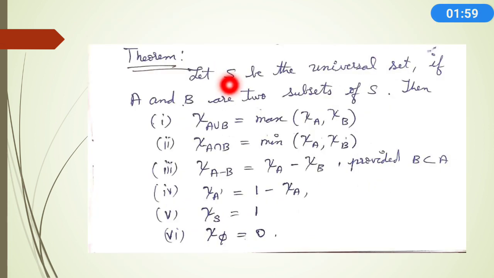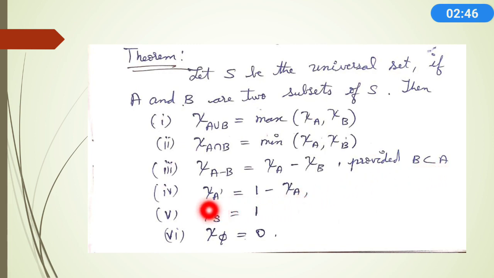The theorem statement is this. Let S be a universal set, and A and B be two subsets of S. Here we are taking two subsets in the universal set S. Then the characteristic function of A union B is nothing but the maximum of the characteristic function of A and the characteristic function of B. The characteristic function of A intersection B is equal to the minimum of the characteristic function of A and the characteristic function of B. The characteristic function of A minus B is nothing but the characteristic function of A minus the characteristic function of B, provided B is contained in A. So A minus B is defined only when B is contained in A.